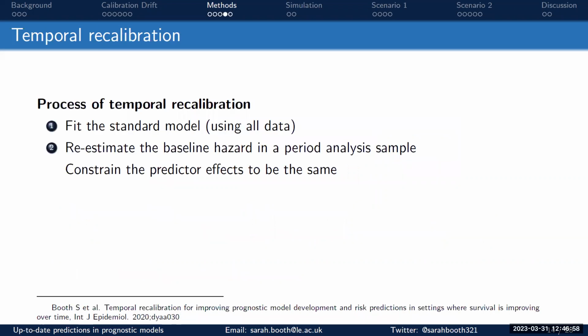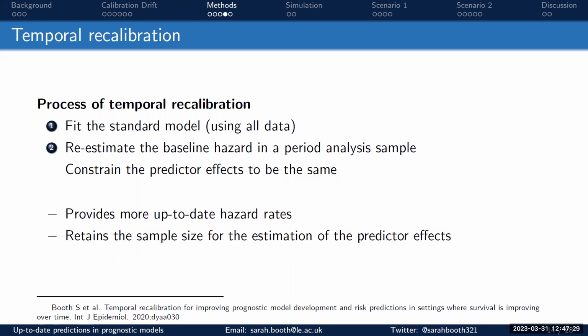So we wanted to try and combine the advantages of both of these methods in temporal recalibration. We proposed a two-step approach where you first of all fit the standard model, and this allows you to use all of the data to estimate the predictor effects. And then once you develop your model and you're happy with that, all you then do is re-estimate the baseline hazard in this period analysis sample. You can assume that the predictor effects stay the same, and it's really just the baseline hazard, the baseline of the model, which you're updating. So this provides more up-to-date hazard rates, but you still retain the sample size and all the number of events needed for the estimation of the predictor effects. So it's a bit more stable than period analysis in these small data sets.